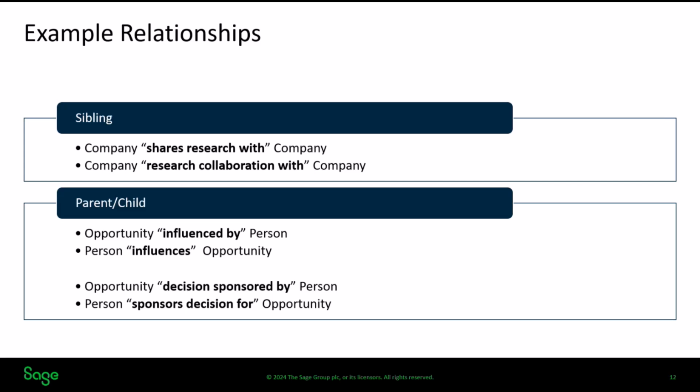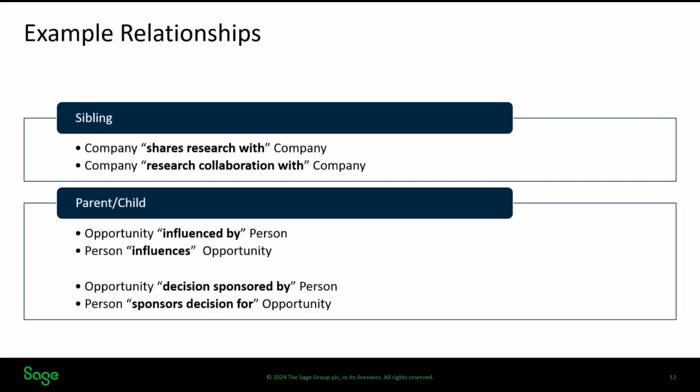So in the case of a sibling relationship, I am the brother of so and so, and the reverse is, so and so is the brother of me. It's the relationship defined in both ways. I happen to have found phrasing here which allows me to say the same thing, but expressing the relationship in the other direction. So, shares research with, research collaboration with.